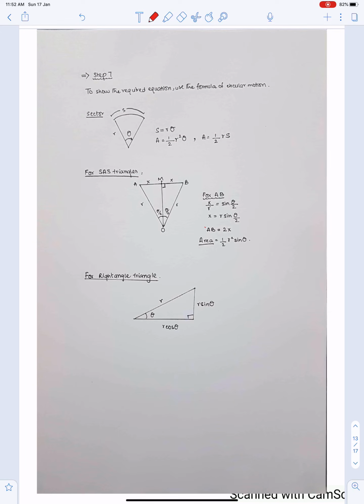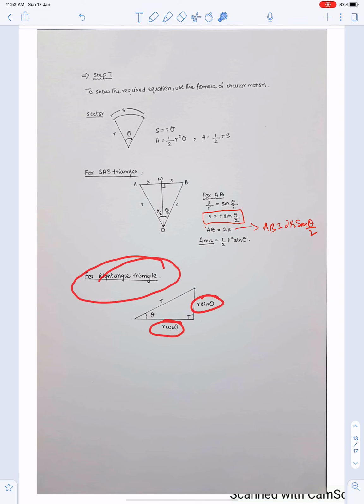If you need the length of AB, first get x. After getting x, you can get the length of AB. So AB is 2r sine theta upon 2. If you need the perimeter of the shaded region, you would need this length. And you can even use the cosine rule to get the length of AB. It's your choice. This is the area formula of this triangle. And for a right angle triangle, you must know this is r cos theta and this is r sine theta. Adjacent is r cos and opposite is r sine.